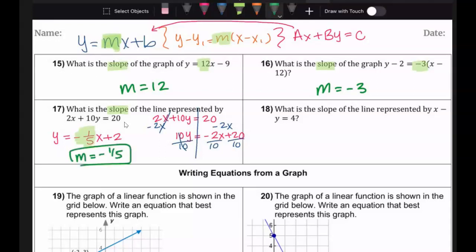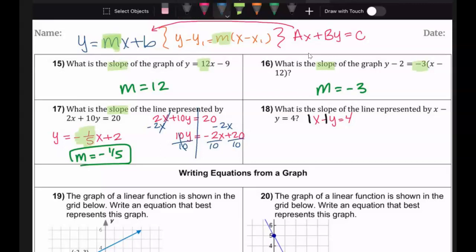You'll do the exact same thing in number 18. It's also in standard form. You can tell if it is in standard form if x and y are on the same side. So I'm going to rewrite it. We have x minus y equals 4. Now, anytime I see a variable by itself, I know it has a 1 in front of it. So I'll write my 1's in because it makes it somewhat easier.